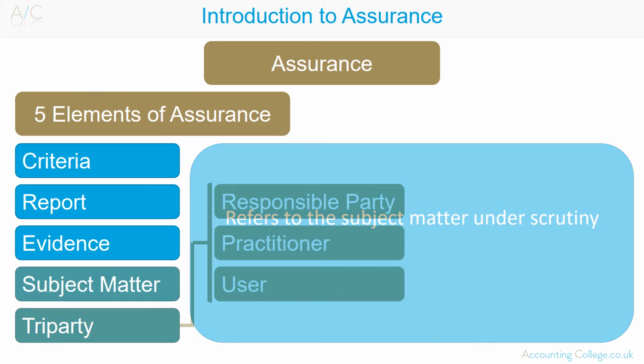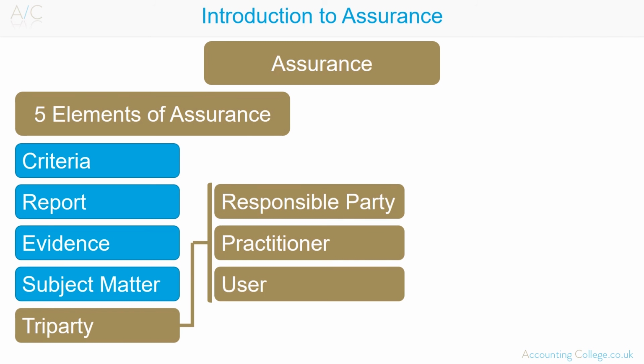And finally, a tri-party relationship. This refers to the 3 parties involved in an assurance engagement: the responsible party, the practitioner, and the user.